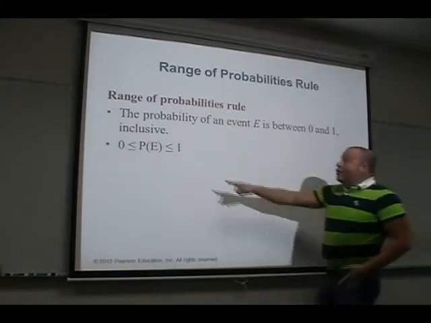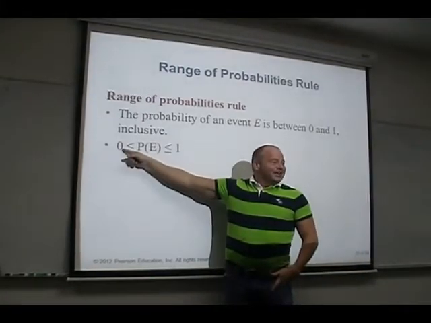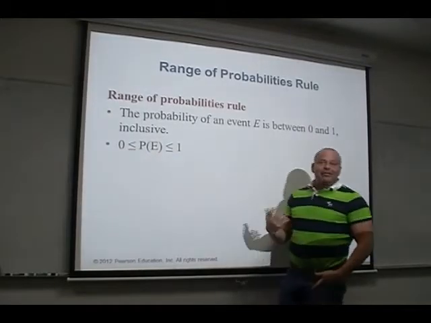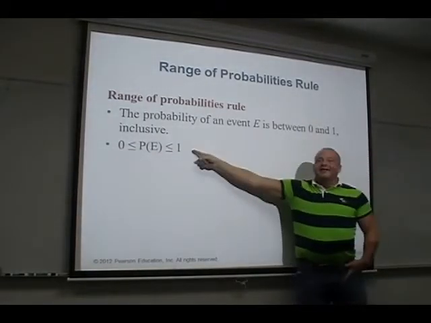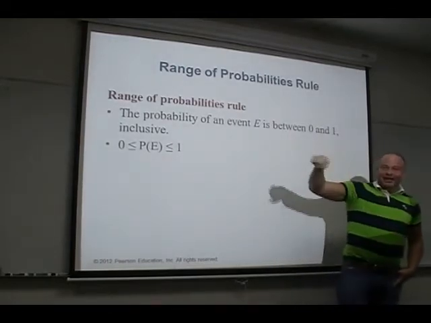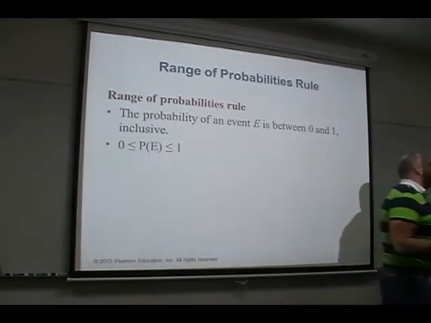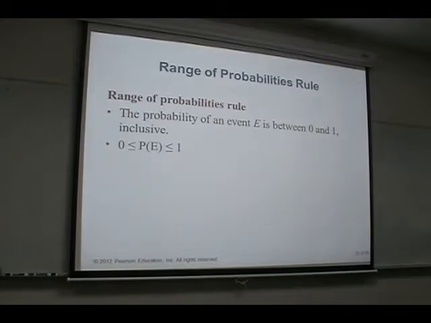So the lowest probability we can have is 0%. The highest probability we can have is 1, which is 100%, because 100% is 1 when you move the decimal 2 places. So basically what they're saying is our probabilities will always range between 0 and 1. 0 means I have no chance. 1 means it's absolutely going to happen. 1 means it's a sure thing. The closer it is to 1, the better my odds. The closer it is to 0, the worse my odds.